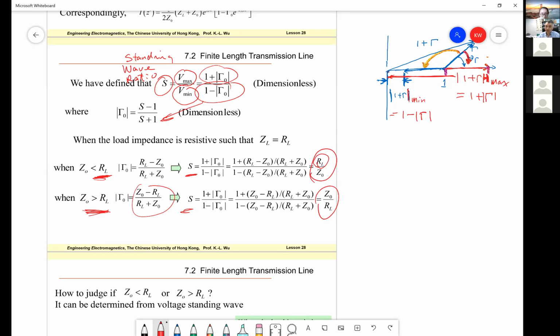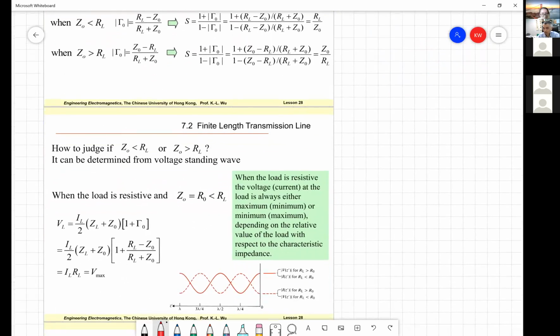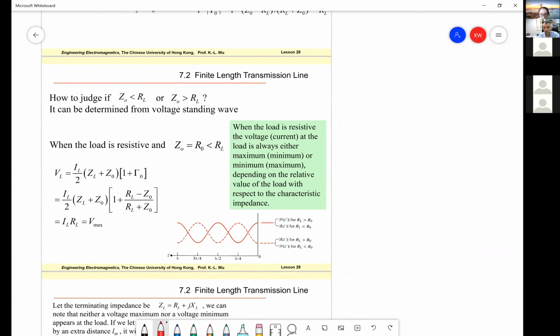In other words, if you make a mistake, it's very easy to identify. The reason is the standing wave ratio is always larger than 1, okay? If somehow you get a number less than 1, of course it's wrong. You have to use the other way. So depending on this, we have different ways to describe the standing wave ratio, okay?